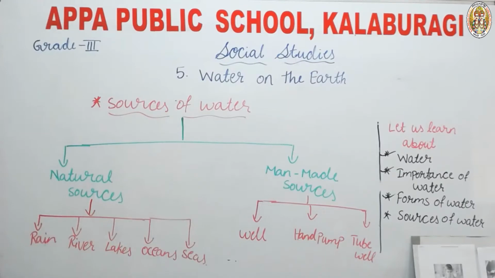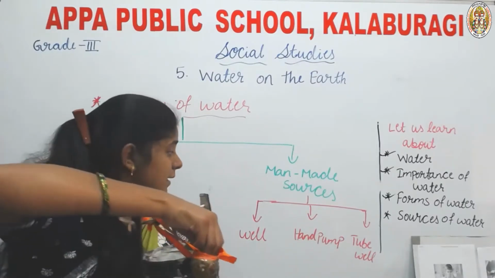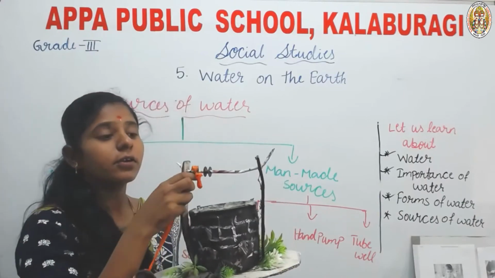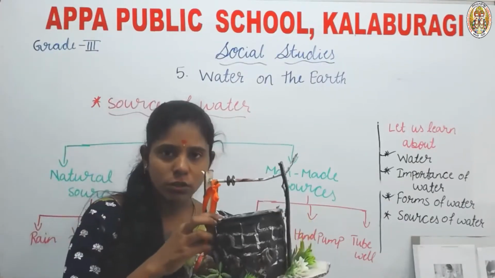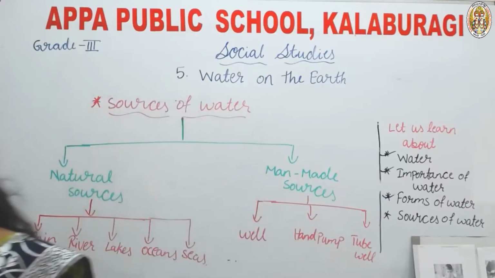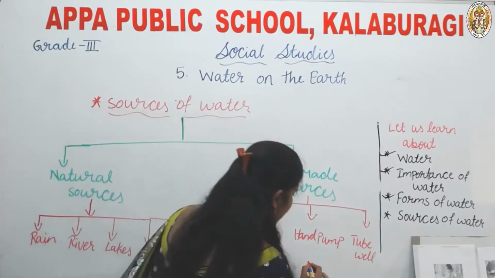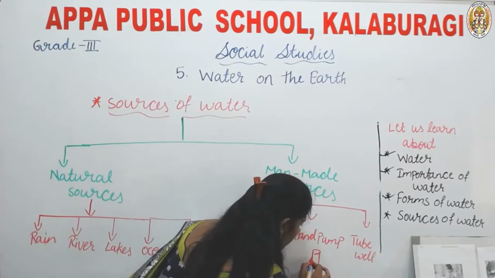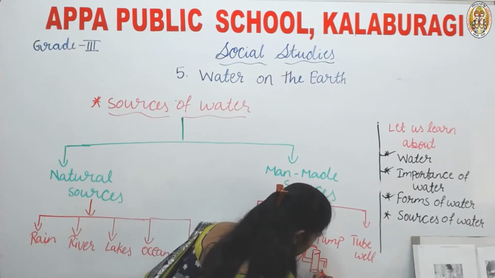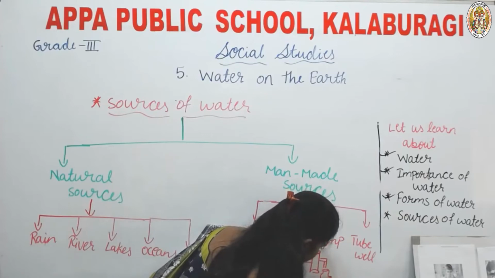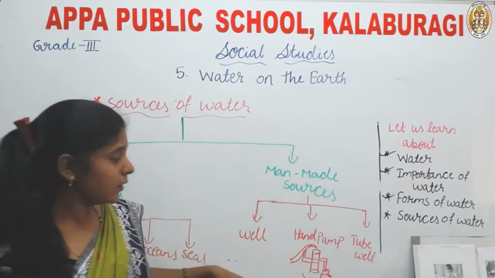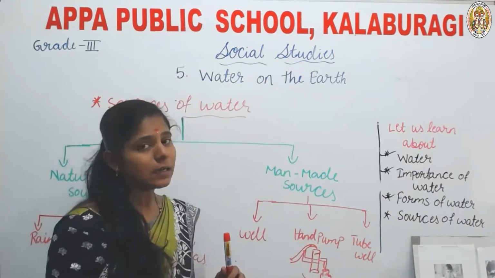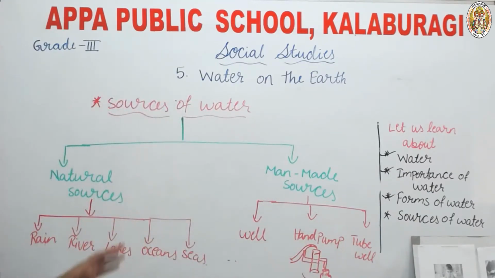What is this? Yes, this is the well. We use this to get underground water. It is a deep hole. Hand pump is also used to get underground water. This is the hand pump and tube well. We use all of these to get underground water.